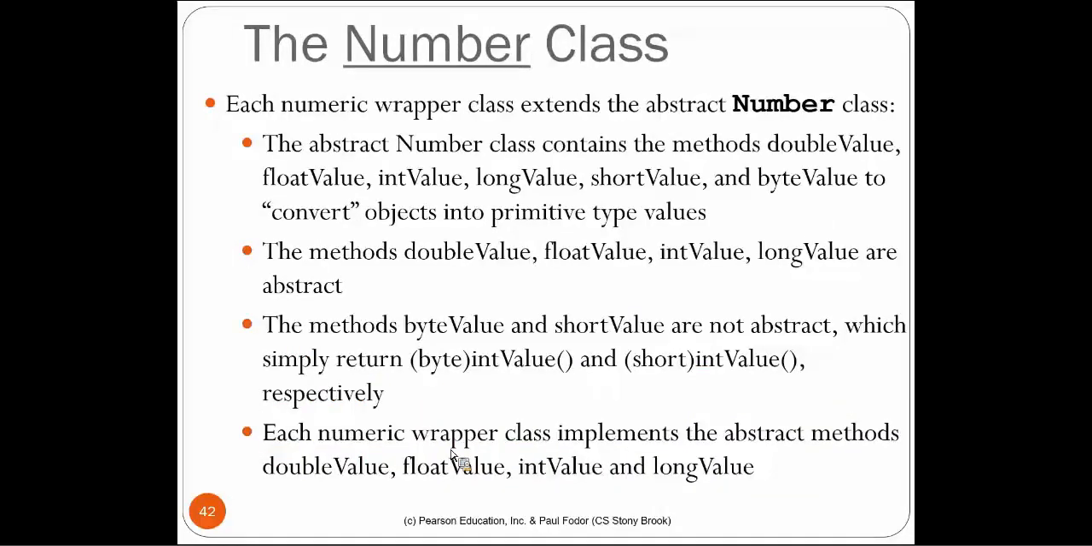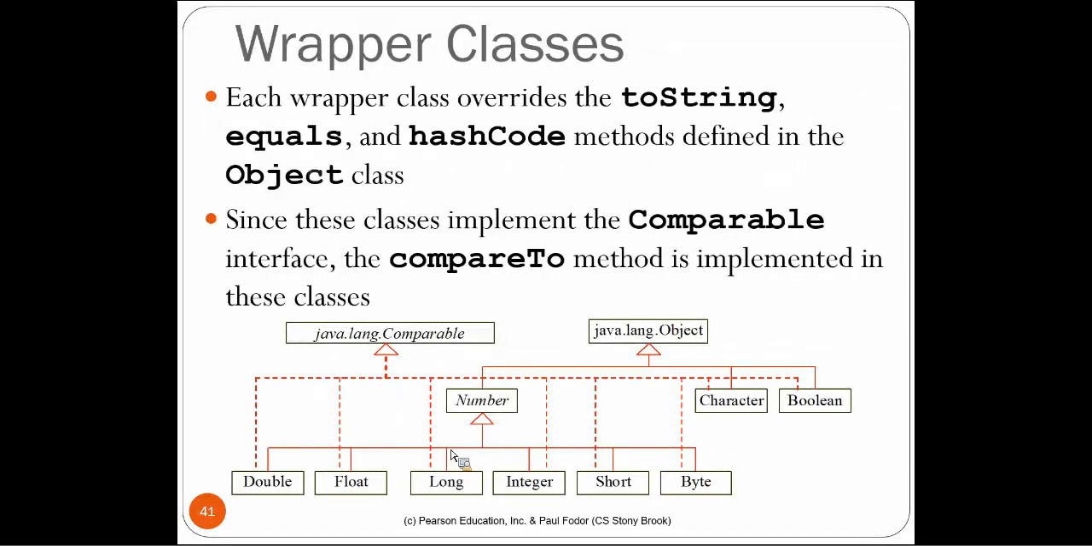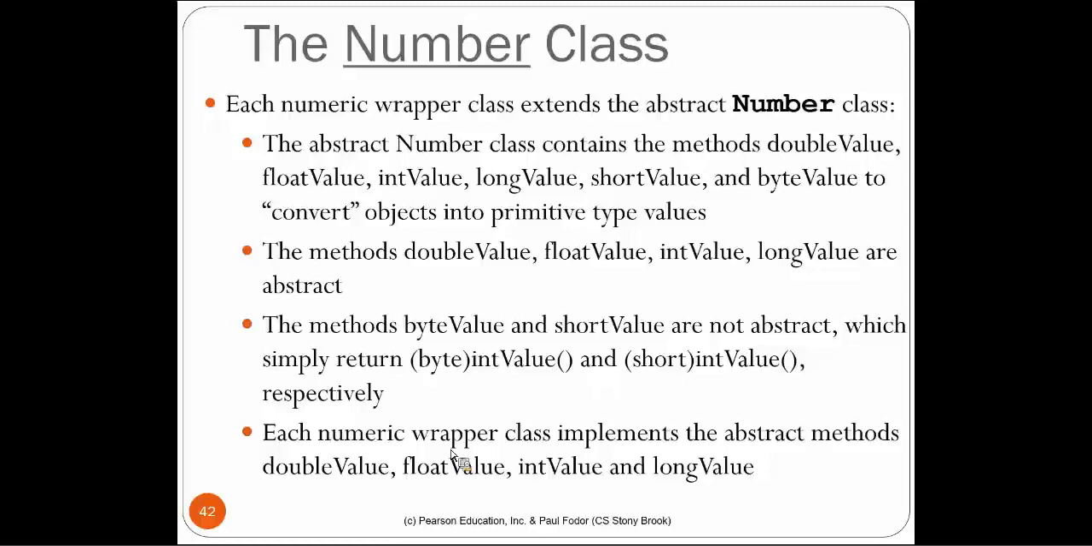The Number class is an abstract class. Basically, it's the superclass of all the number types. Each number wrapper extends the abstract Number class. The abstract Number class contains methods for getting the double value, the int value, the float value, the long value, and also converting all of these to primitive data types, basically extracting the int value or the double value from the object itself. The methods doubleValue, floatValue, intValue, longValue are abstract.